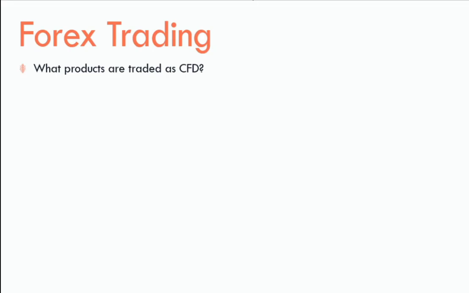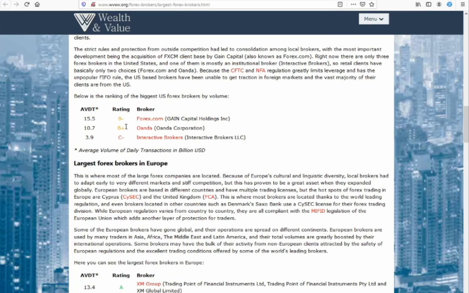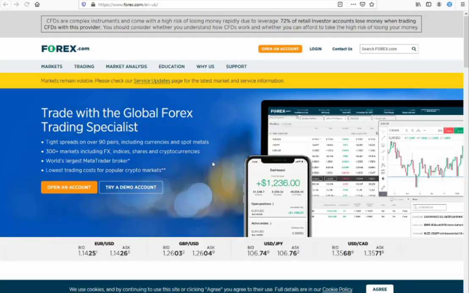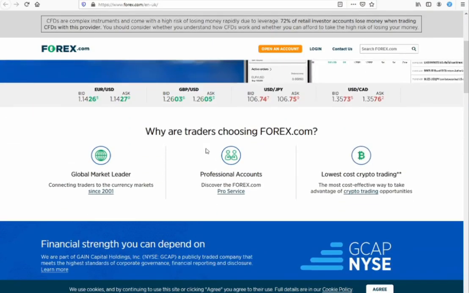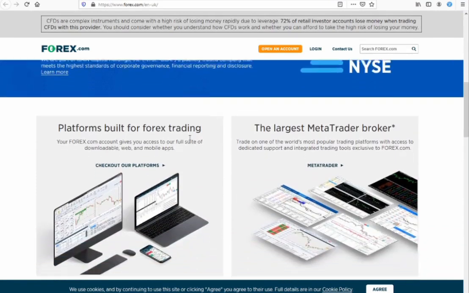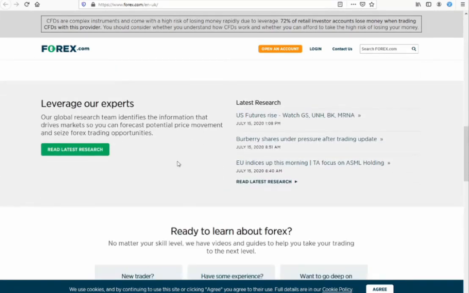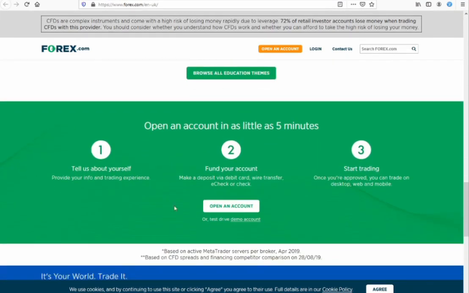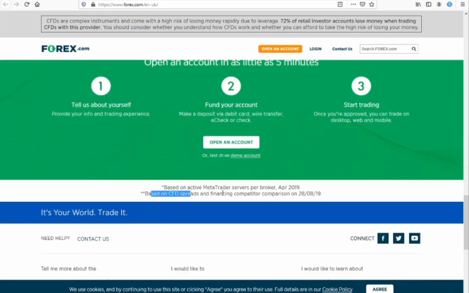So what products are traded as a CFD? Let's take a look at some of the brokers' pages, right? I've just Googled the largest brokers by volume. So this is US Forex brokers. If we click on forex.com, that's the website here. I mean, this is a lot of marketing, so I just want to see how often they refer to CFD. I think it's a couple of places here. One is based on CFD spreads. They say they're one of the largest CFD brokers, based on CFD spreads.